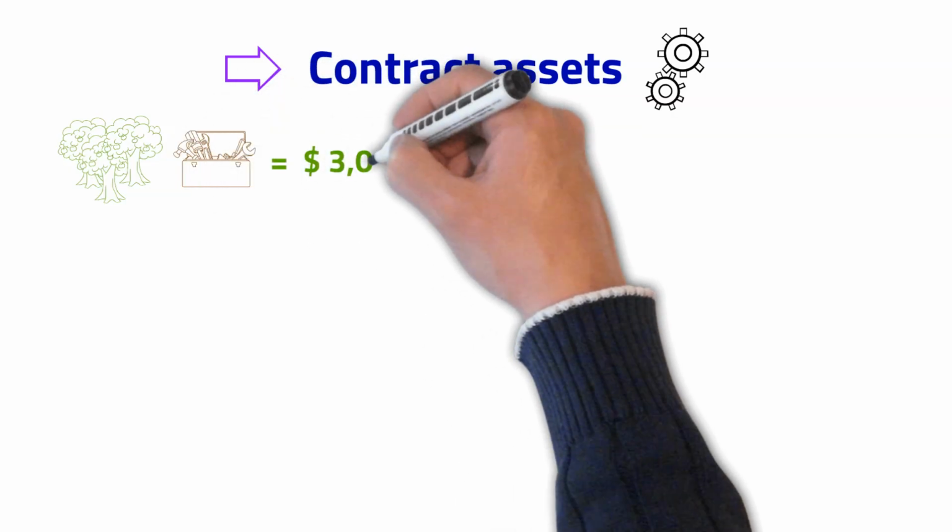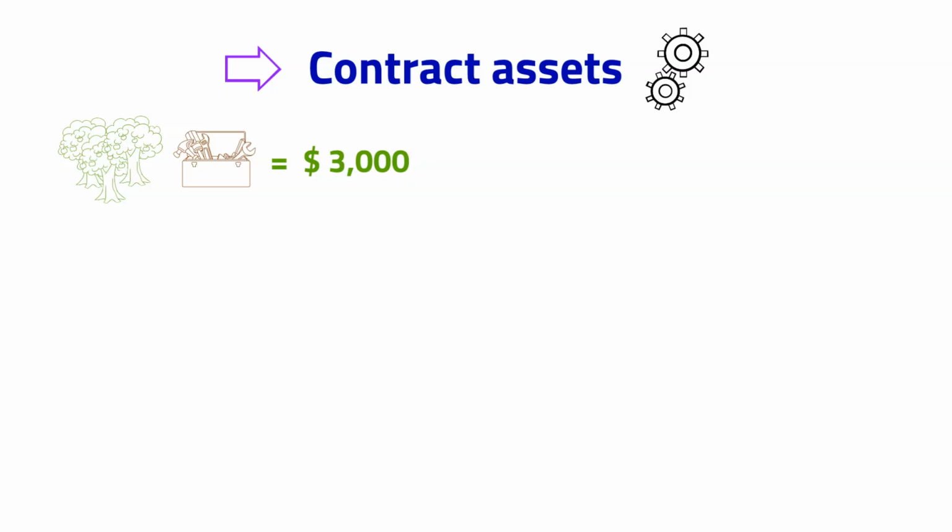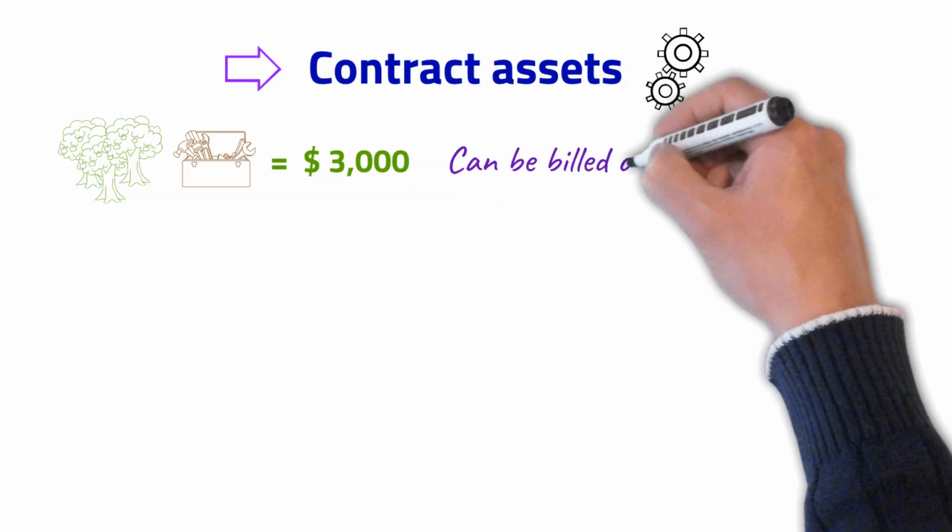Now let's have a look at a contract asset for a simple service job. Let's imagine we perform apple orchard maintenance services for our farmer, and this month they are worth $3,000. But the contract can be billed only after the farmer accepts the service next month.